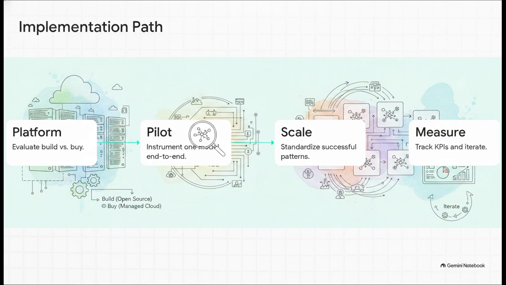For the IT leaders tuning in who are ready to actually implement this, here is your actionable playbook. Step 1, platform selection. You need to carefully evaluate if you should build this yourself with open source tools or buy into a managed cloud platform. Step 2, pilot a high-value use case. Do not try to boil the ocean here. Pick one single model and instrument it end-to-end. Step 3, standardize those successful patterns you just learned and scale them across your other teams. And Step 4, measure your KPIs relentlessly and iterate continually to justify your further investments.